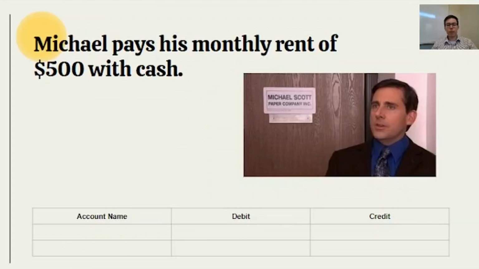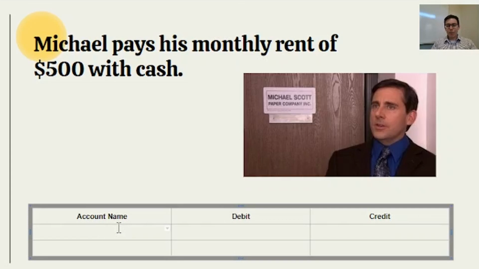Our third transaction, Michael pays his monthly rent of $500 with cash. $500 for that really nice storage closet. So this time we have rent. Rent is going to be a type of expense. We'll call it rent expense. Expenses always increase with a debit. So the expense is going up for us. So we have a $500 debit.